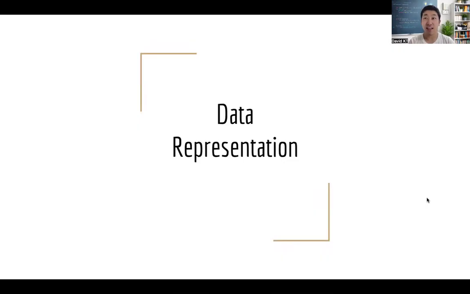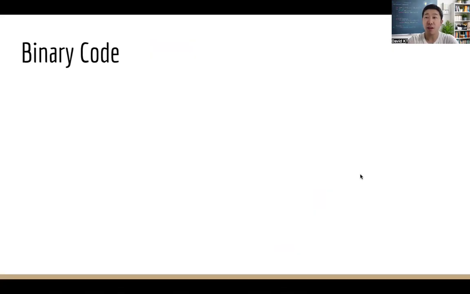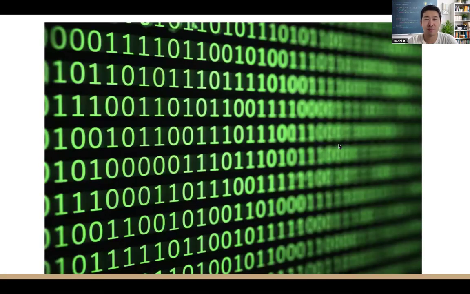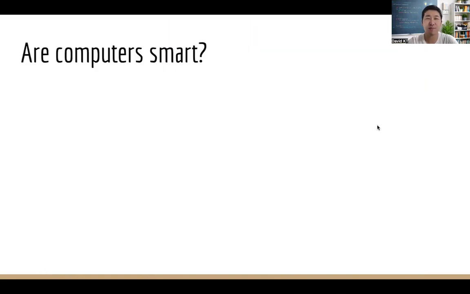Today's topic is data representation. Data representation is one of the major topics in AP Computer Science Principles. So binary code, which I'm sure many of you have heard of, is one of the major components of data representation. Binary code consists of ones and zeros, as you can see on the screen here.